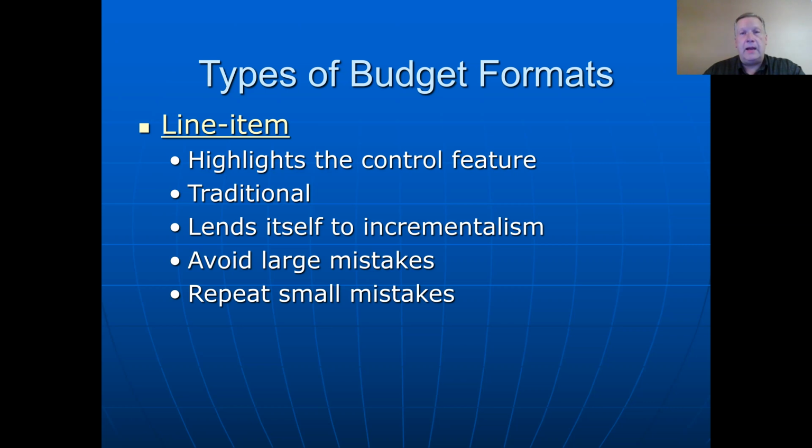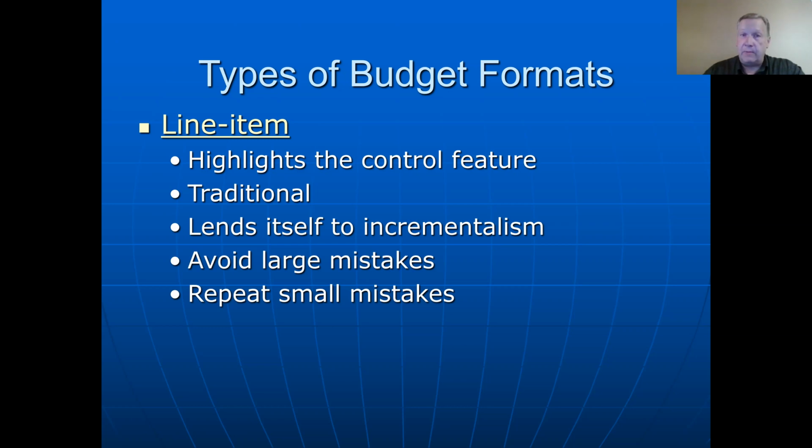And the reason why line item budgeting lends itself to incrementalist thinking is because you don't have enough information in a line item budget to do anything other than incrementalism. The only thing you really know is how much you spent last year and what you spent that money on. And that's what will then inform this year's budget.